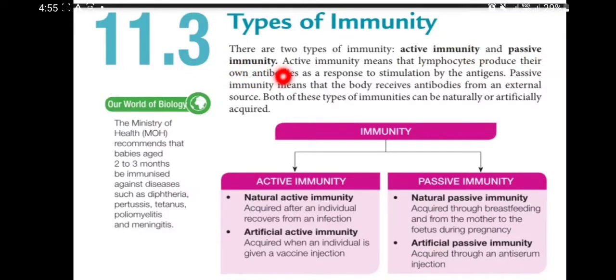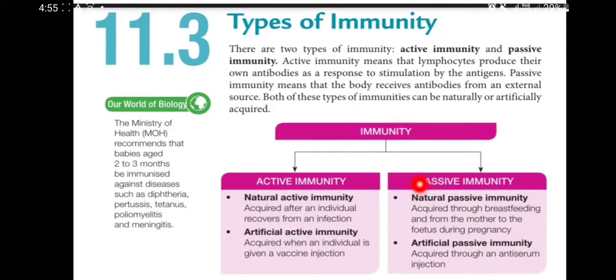Make sure you know what is immunity. Immunity is the ability of our body to fight an infection. So we have active immunity and passive immunity. Active immunity means the lymphocytes produce their own antibodies as a response to stimulation by the antigen. And passive immunity means the body receives antibodies from an external source.